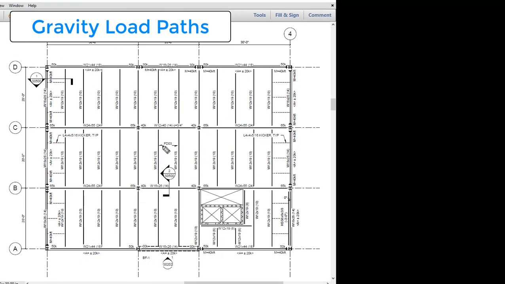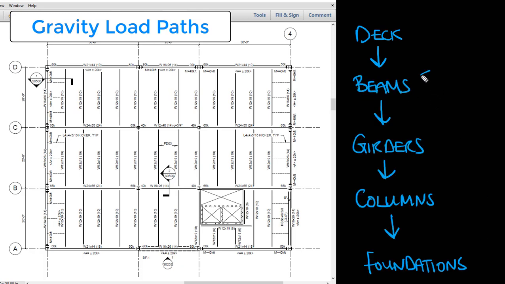So, in a one-way system, the floor deck carries the load to beams, which carry the load to girders, which carry the load to columns, which direct the load toward the foundation. So we end up with this hierarchy of components. And for now, we're going to be focusing on these middle three.